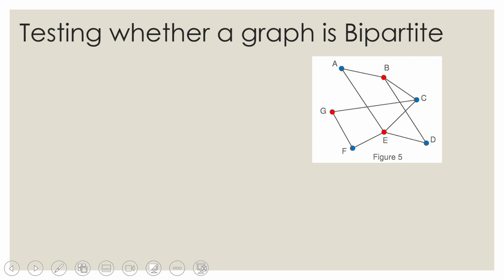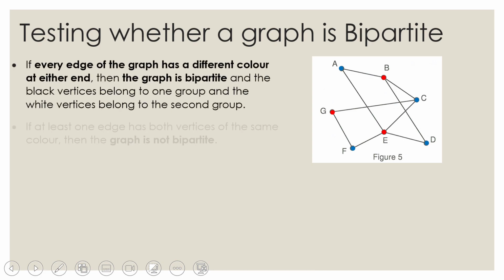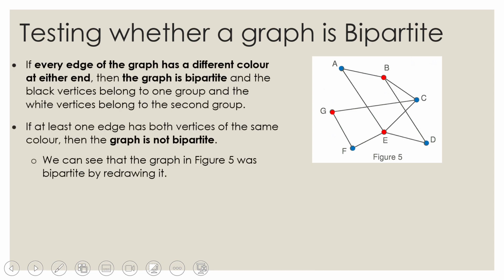Now, here's where it makes it nice and simple. What you then do, take all your blue dots, and they form one group like so, A, C, D. Take all your red dots, B, E, and G, labeling each of them in the diagram, and then making all the connections that you have.